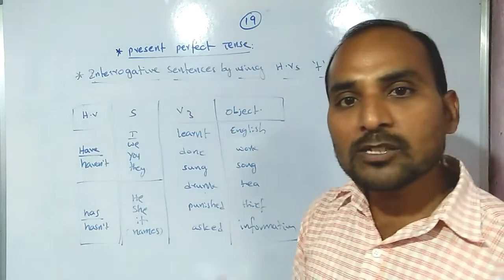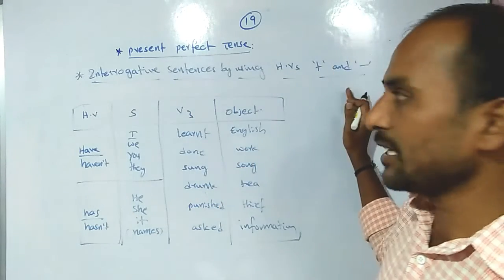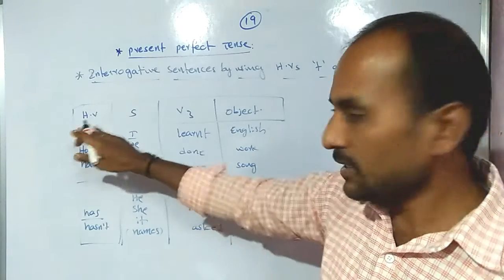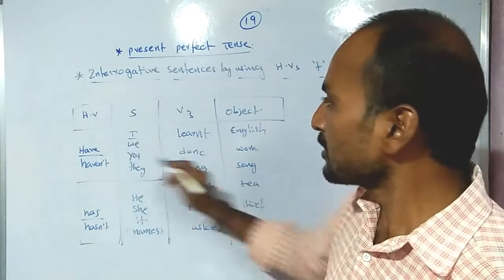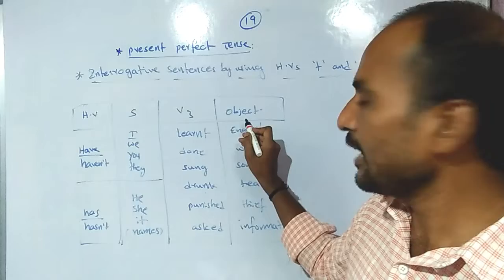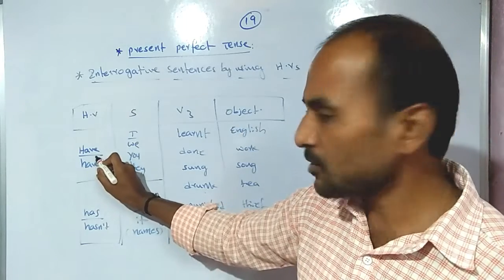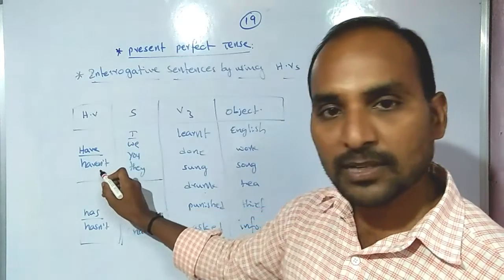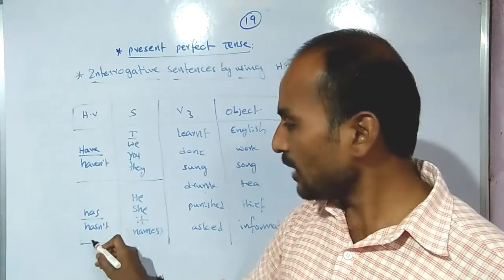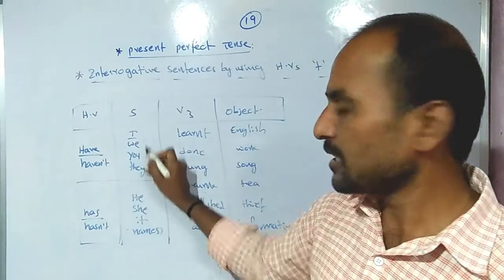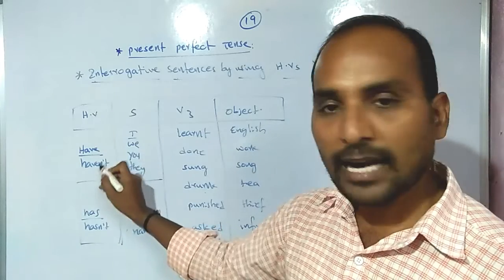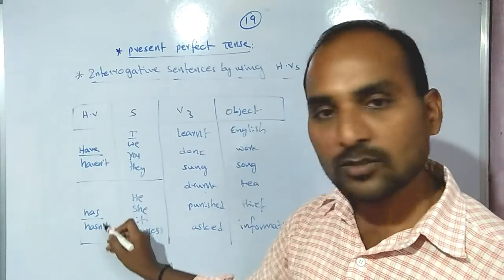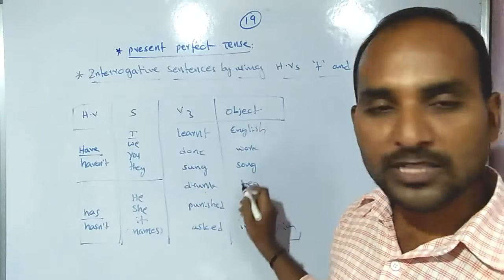Okay friends, so in the present perfect tense, interrogative sentences by using helping verbs. So under helping verbs also we can take positive sentences as well as negative sentences. So for this I have taken the help of this table. So helping verbs, subject, V3 and object. So helping verbs are have or haven't. So have is for positive and haven't is for negative, and has is for positive and hasn't is for negative. So subjects are same: I, we, you, they for have or have not; he, she, it, names for has or has not; and V3 for all and objects for all.